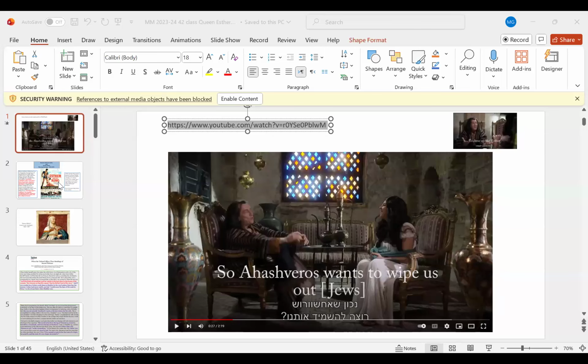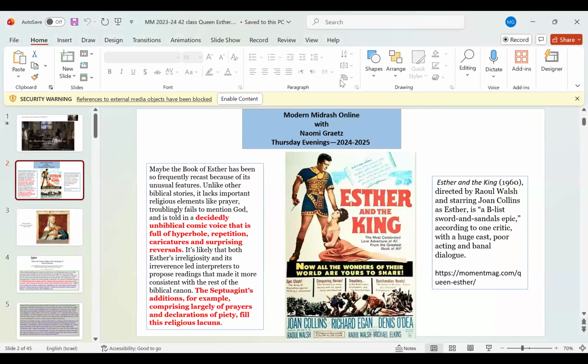So we started with this. While I was looking at representations, I thought it would be interesting for you to see this particular representation, which is Esther and the King, 1960. I never saw it. Did any of you ever see this? No. It says that it was a B list sword and sandals epic, with a huge cast, poor acting, and banal dialogue.